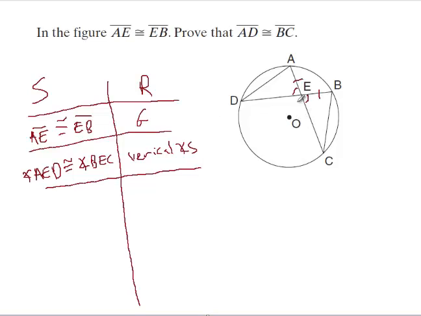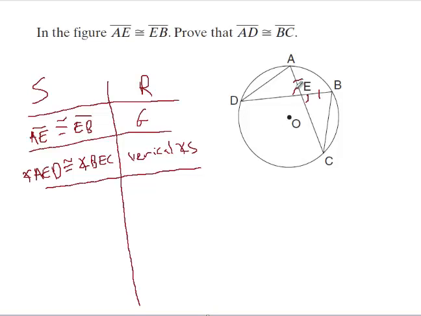Well, the answer is yes. We can get ED and EC. Why is that? You may recall that whenever you have two chords that intersect, the products of the lengths of each side of the chords have to equal each other. Means AE times EC have to equal BE times ED. That was one of the rules.